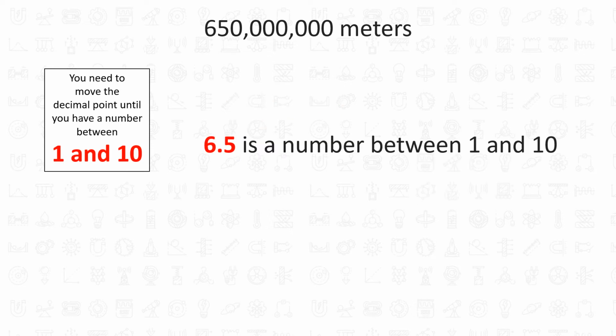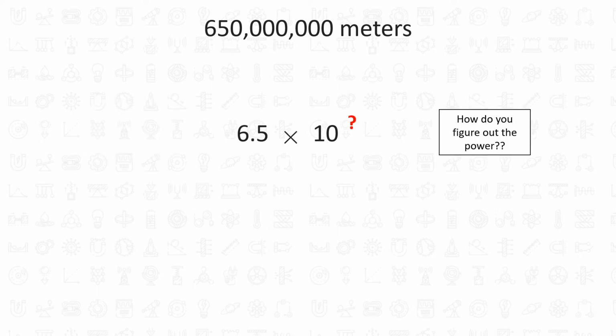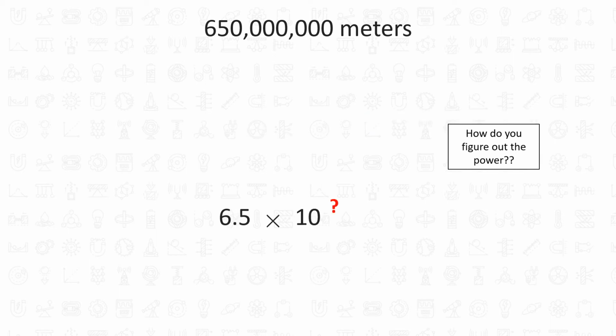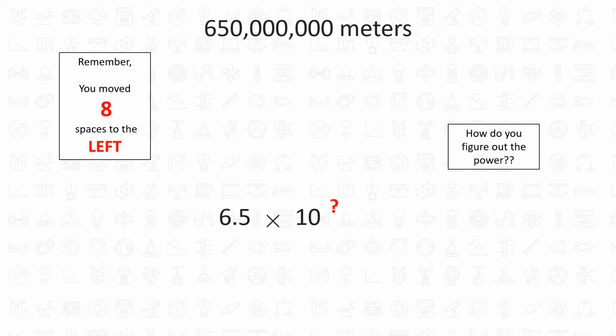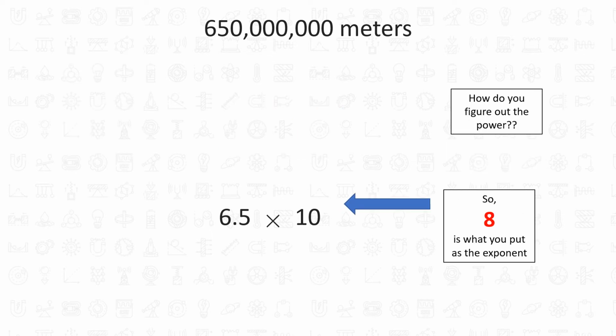Now 6.5 is a number between 1 and 10, like I said, and so you need to multiply that number by a power of 10. So 6.5, we've got to multiply that by 10 to some power. And what power is that going to be? Well, we figure out the power by how many spaces we moved the decimal point. We moved 8 spaces to the left. So that is our exponent, a positive 8.